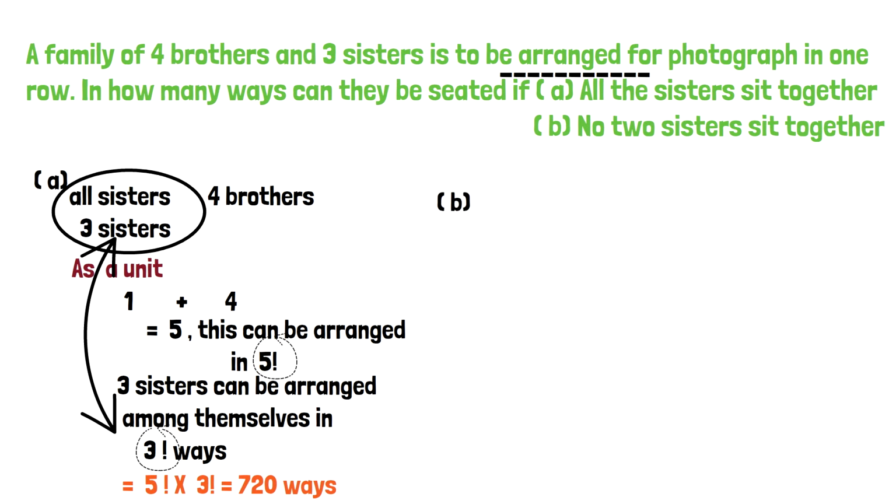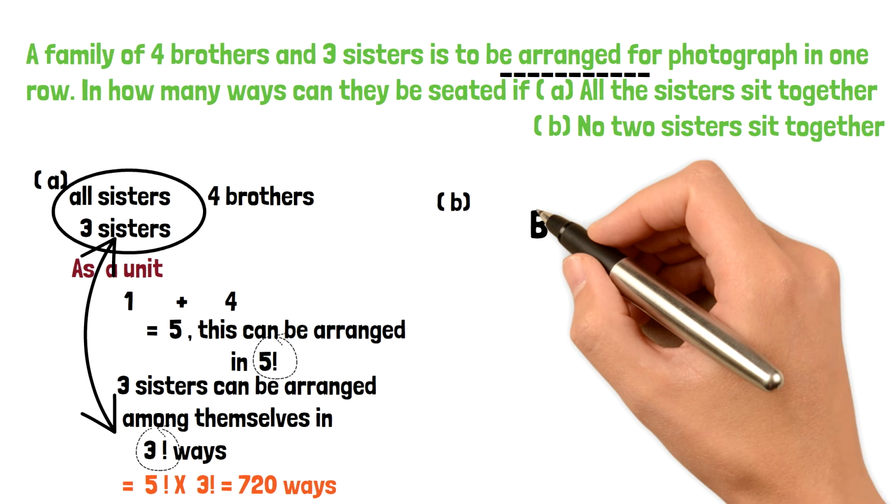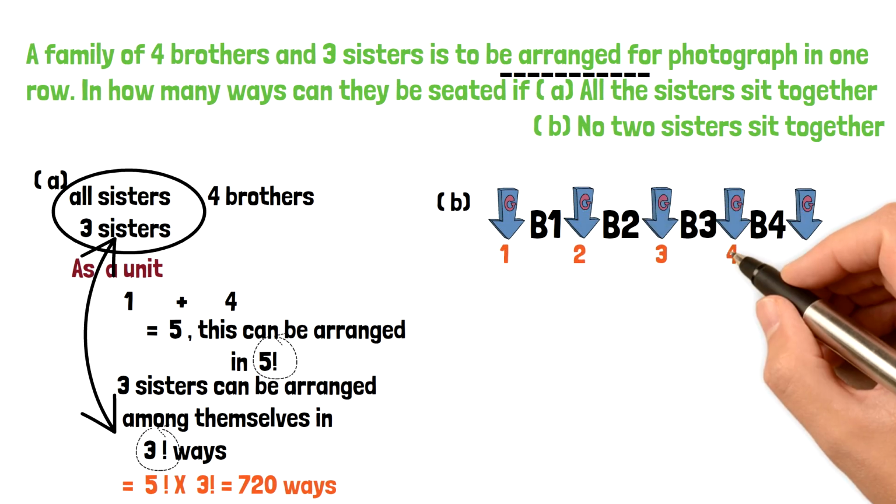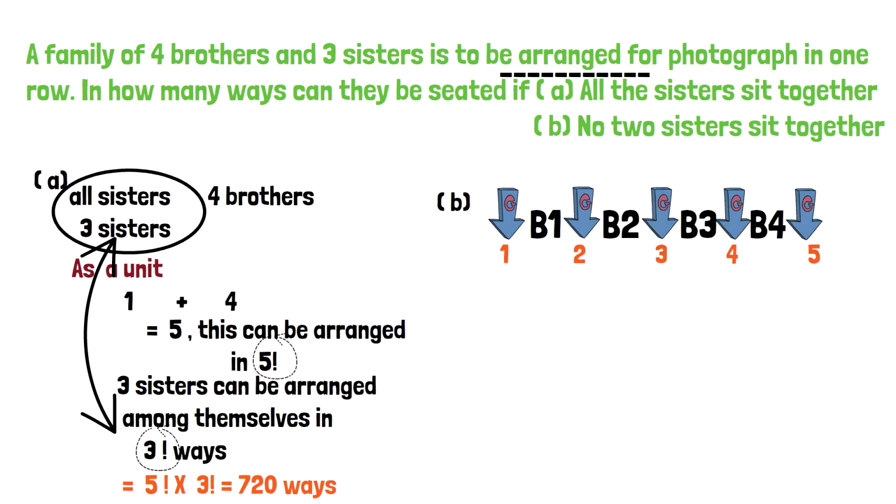Now, move to the B part. Let the brothers be seated first. For no sisters to sit together, sisters should be seated between brothers. So there are 5 positions: 1, 2, 3, 4, 5. Now 3 sisters need to be arranged in 5 spaces. This can be done in 5, 4 and 3 ways. All 3 spaces need to be filled, so we multiply them and that's equal to 60 ways.